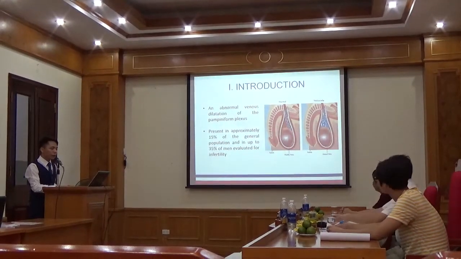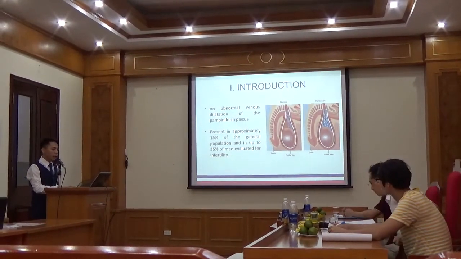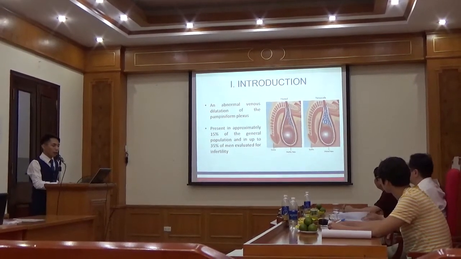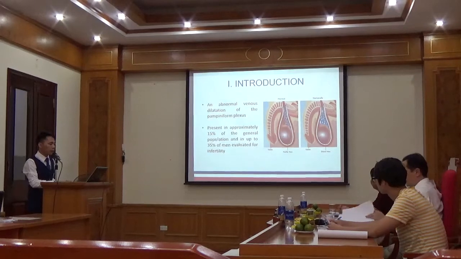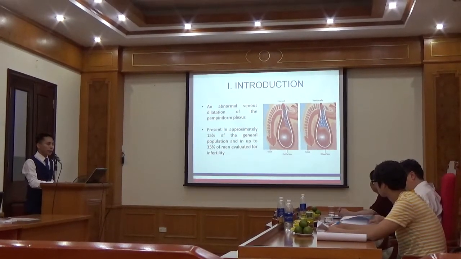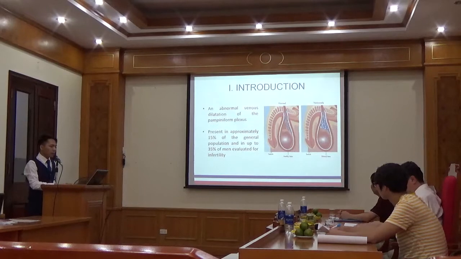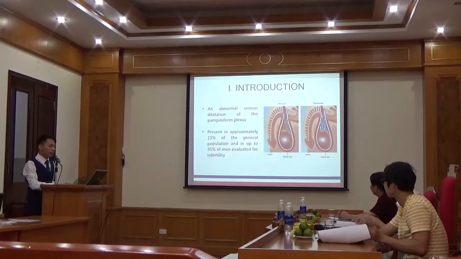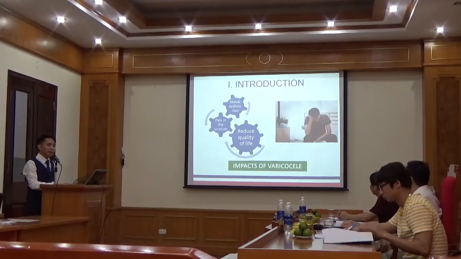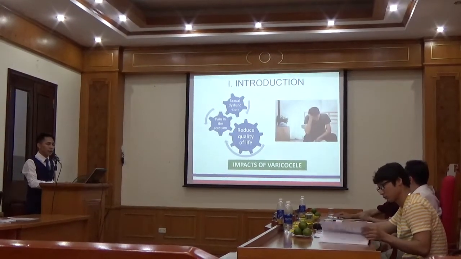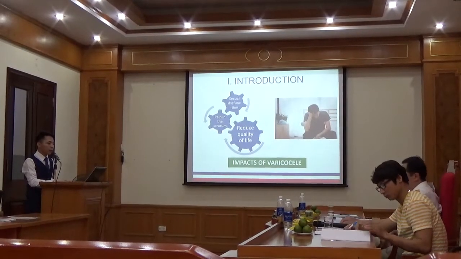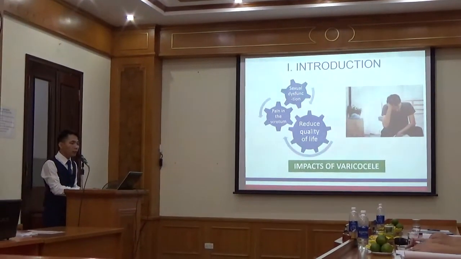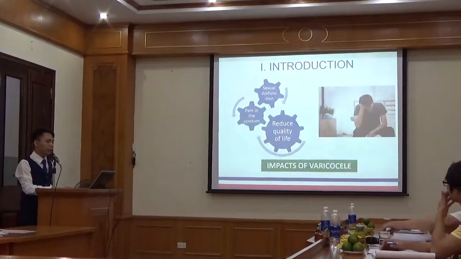A varicocele is defined as an abnormal venous dilatation of the pampiniform plexus of veins, and it is present in approximately 15% of the general population, and in up to 23% of males evaluated for infertility. It causes great impacts on daily activity, such as persistent pain, sweating on the scrotum, and premature ejaculation, reducing the quality of life of patients.